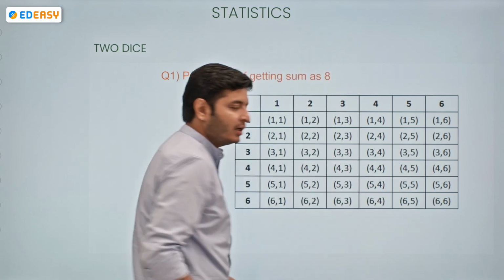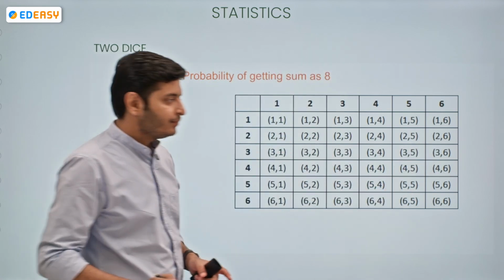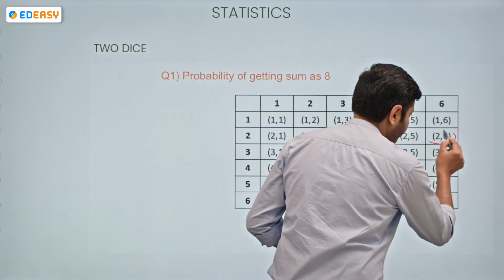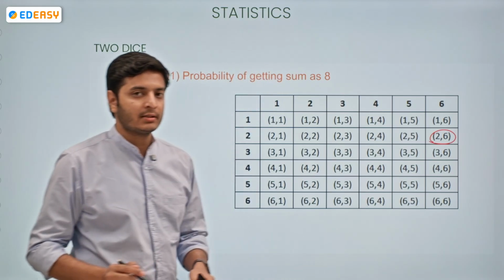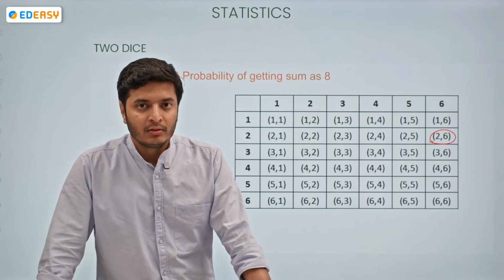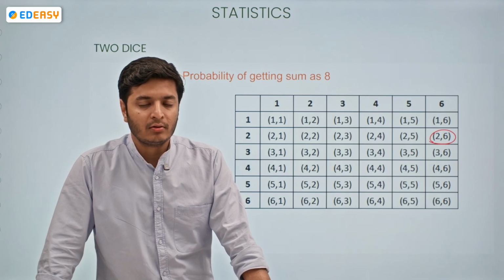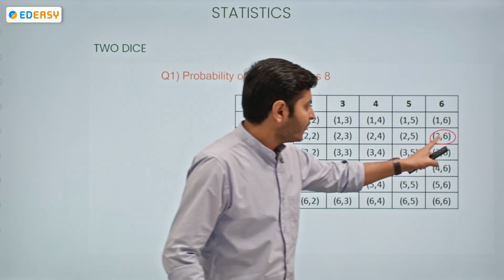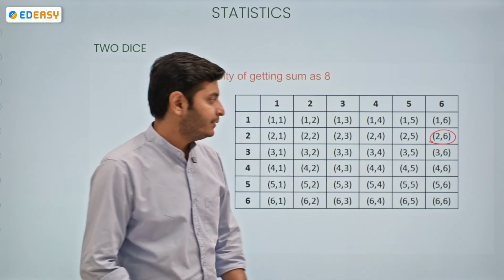Till here it is 2 plus 5, that is 7. But look at this outcome, 2 comma 6. It means the first die is showing 2, the other one is showing 6. So what is the sum here? 2 plus 6, 8 exactly.